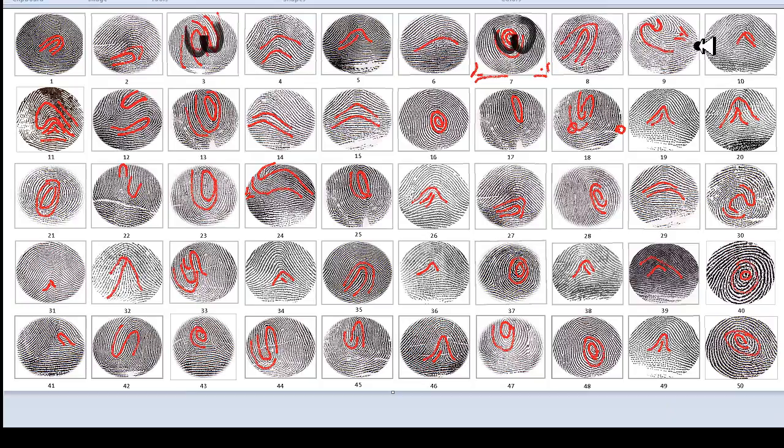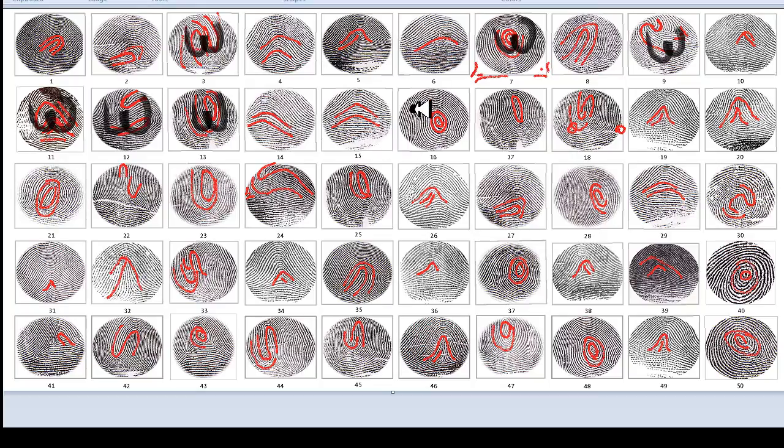loop, this is a whorl, this is a tented arch, this is a loop over a tented arch, this is a whorl. It's actually an accidental whorl. This is another whorl. This would be definitely a double loop whorl. This is a whorl.